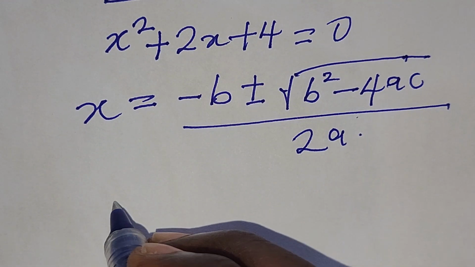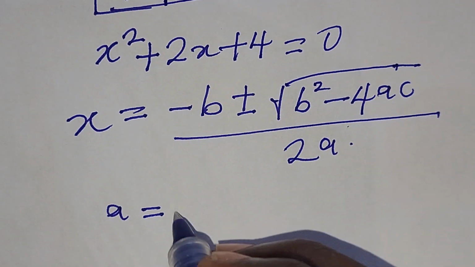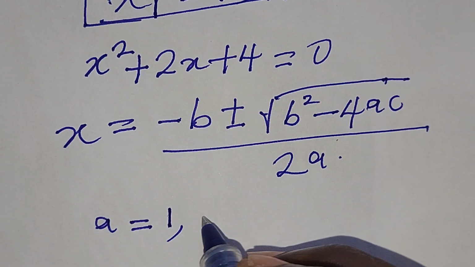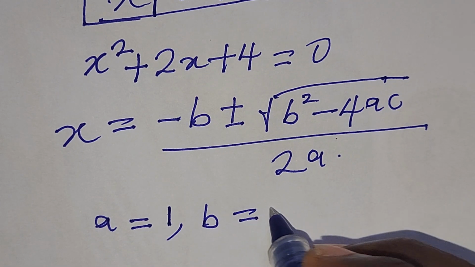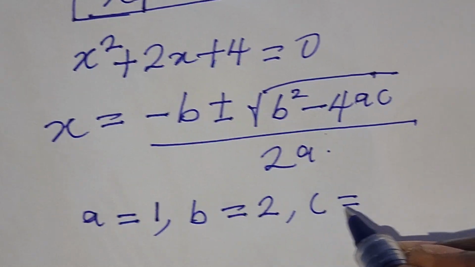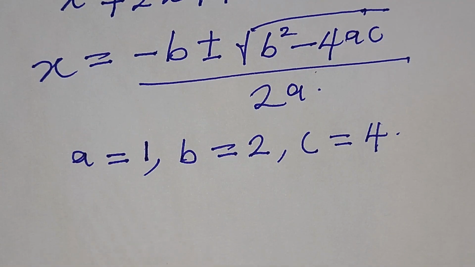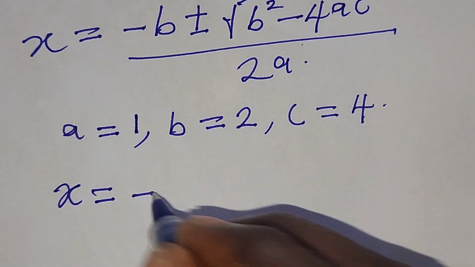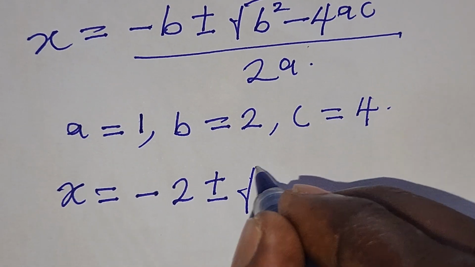Okay, so what is our a? Our a is the coefficient of x squared, which is 1, and the coefficient of x is 2. So we have here, sorry, b. b is equal to the coefficient of x, which is 2, and c is equal to the constant term, which is 4.